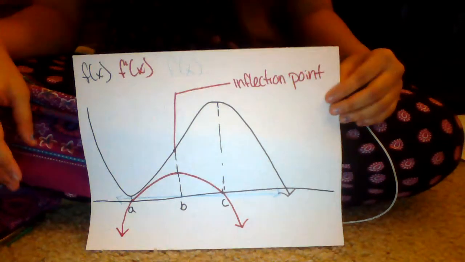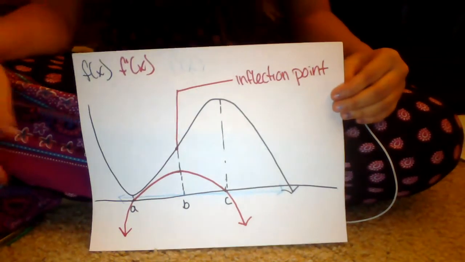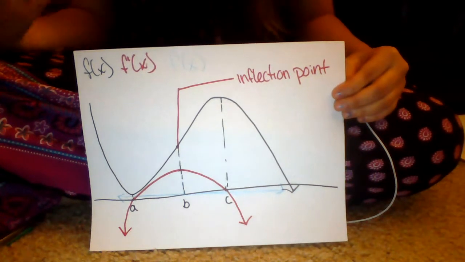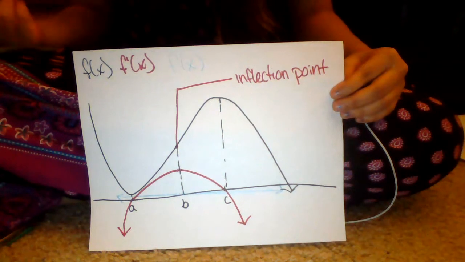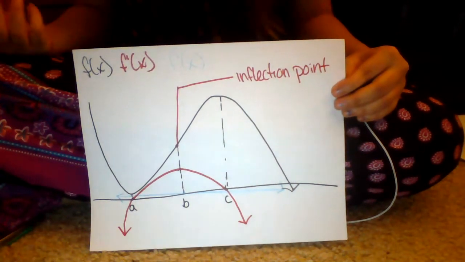So in the long run, what we can derive from this lesson is that if f double prime of x is positive, f of x is concave up. If f double prime of x is negative, f of x is concave down.